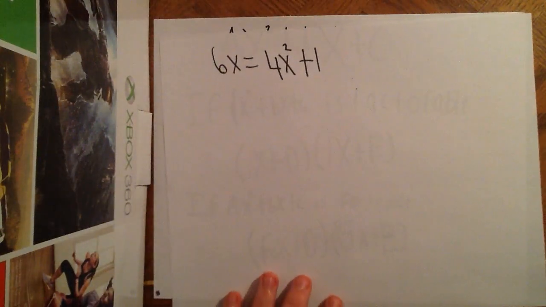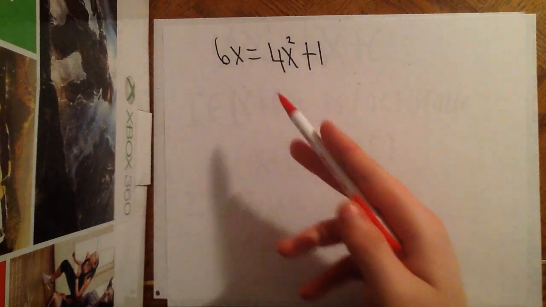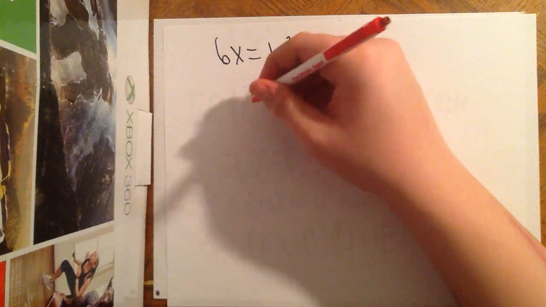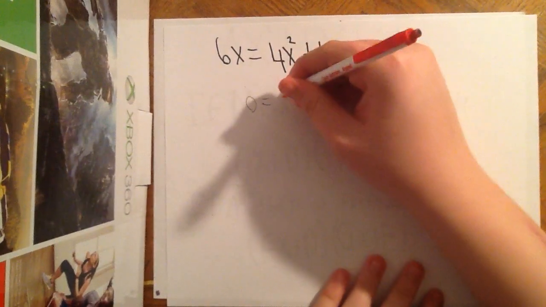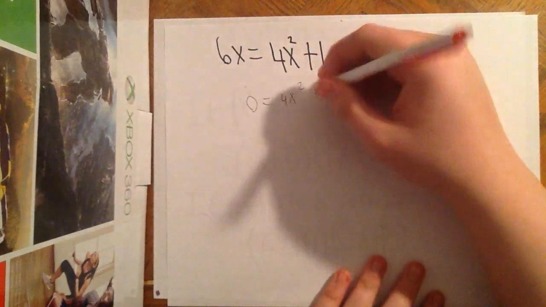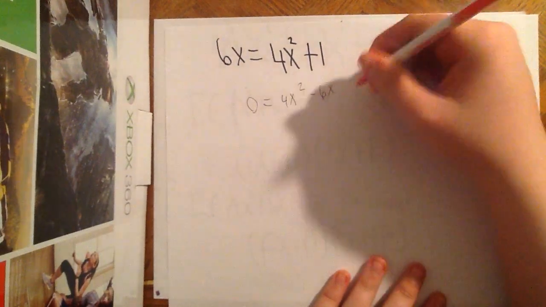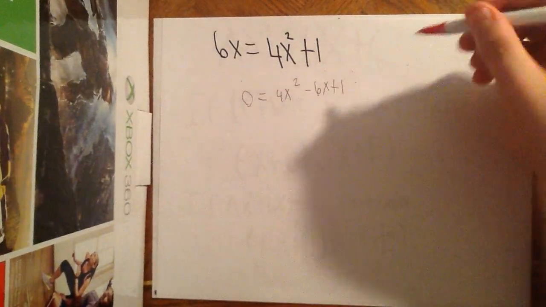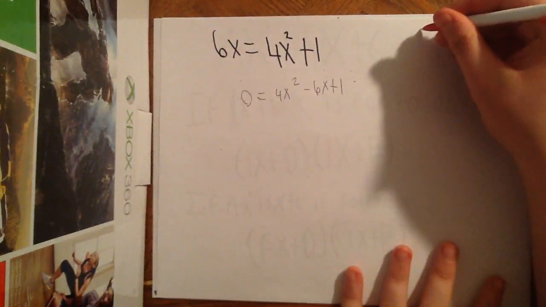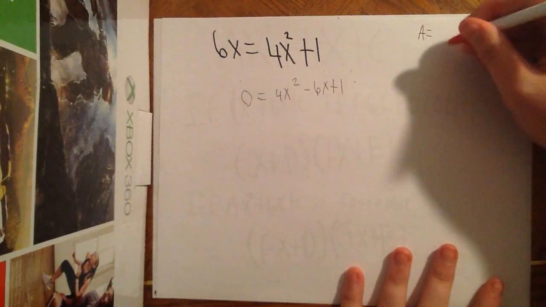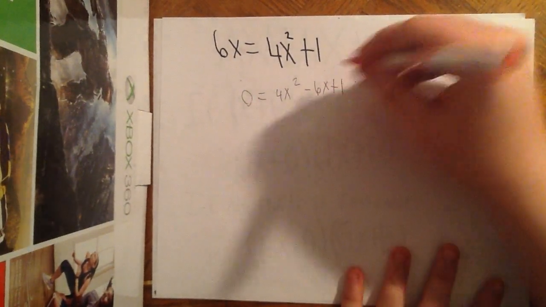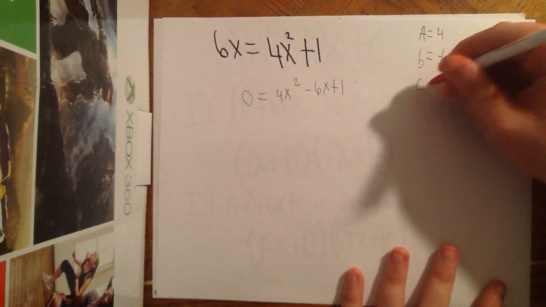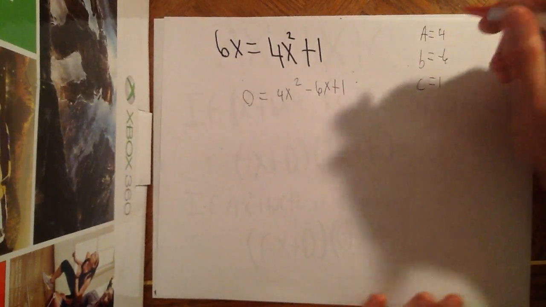So you're probably wondering what happens if you can't factor it? Well, you do the same concept, so you want to put it equal to 0. So 0 equals 4x squared minus 6x plus 1. And this is where the quadratic formula comes in. So you want to list your a term, b term, and c term over here. So a does equal 4. And this is just the coefficient, not plus the x. So b equals -6, and c equals 1. Okay, so we have this.